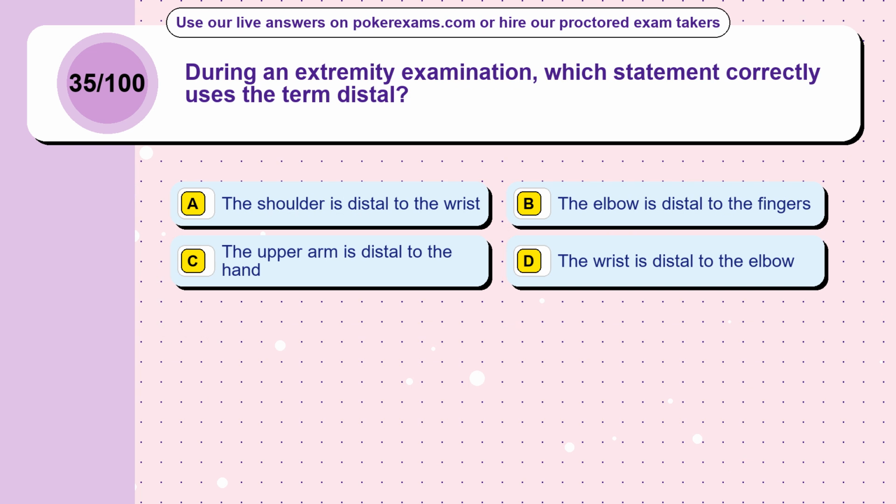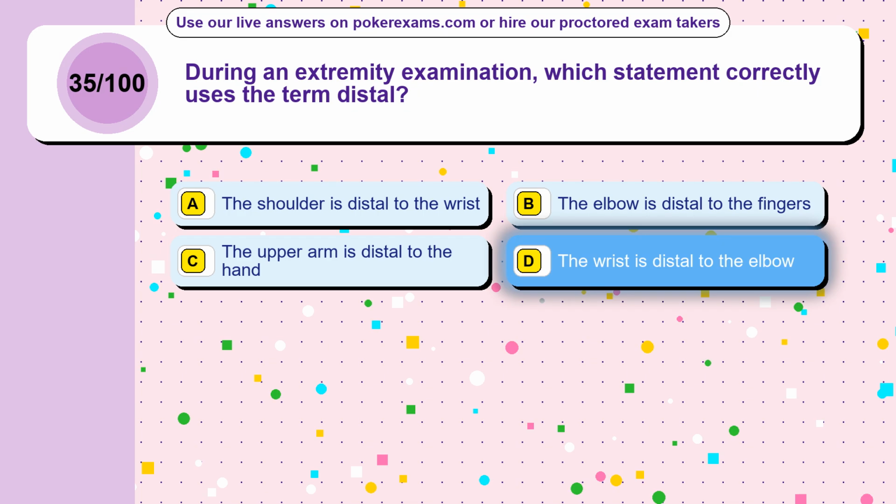Question 35. During an extremity examination, which statement correctly uses the term distal? Option A. The shoulder is distal to the wrist. Option B. The elbow is distal to the fingers. Option C. The upper arm is distal to the hand. Option D. The wrist is distal to the elbow.